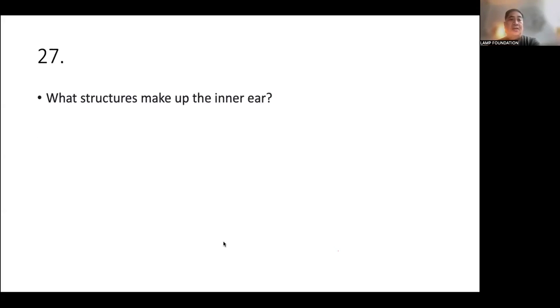Okay. What structures make up the inner ear? A maze of bony chambers deep inside the temporal bone behind the eye socket. The chambers are the cochlea, vestibule, semicircular canals. The chambers are filled with a fluid called perilymph, in which a maze of membrane sacs is found. The membrane maze contains a thicker fluid called endolymph.